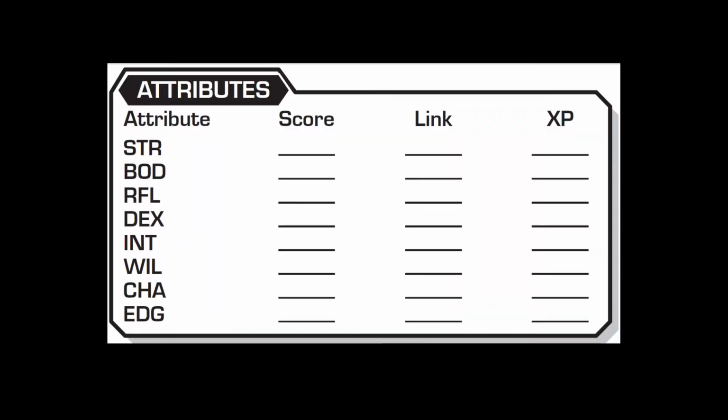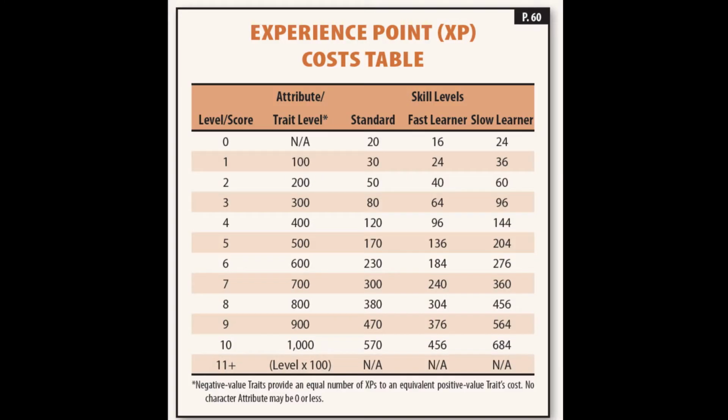Attributes. We record attribute scores here. These scores are determined by the experience point cost table according to how much XP we put into them. This is the experience point costs table. For now, we only need to worry about the first 2 columns, the ones with score and attribute in them.